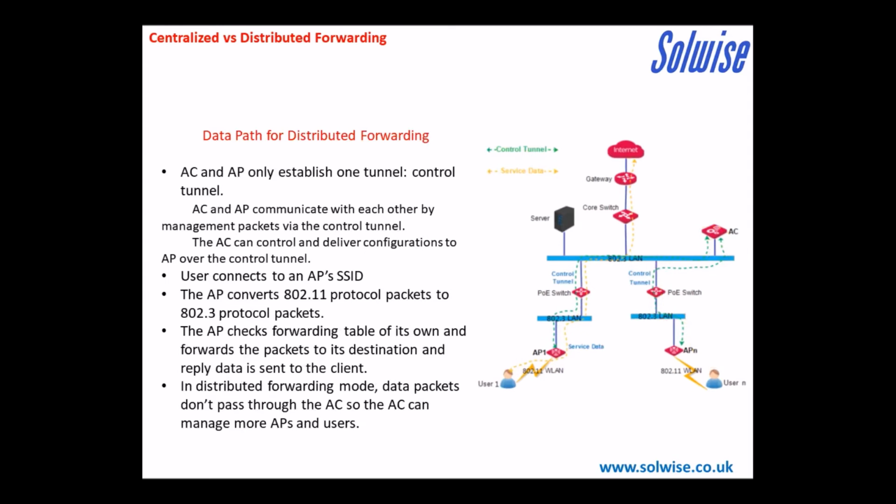Now, if you have distributed forwarding, then there's only one control tunnel, and that is the control tunnel between the access point and the AC controller. The data from the client is routing its own way out to the outside world. So in this instance, the user connects to the AP, which converts the Wi-Fi to LAN packets. It's then the AP's responsibility to check the forwarding table for where that data should be sent, and then the AP forwards it on to the ultimate destination and also does the reverse for any data coming back. So at no point is that client data going through the controller. It's all being handled between the access point and the destination and back again, bypassing the controller.